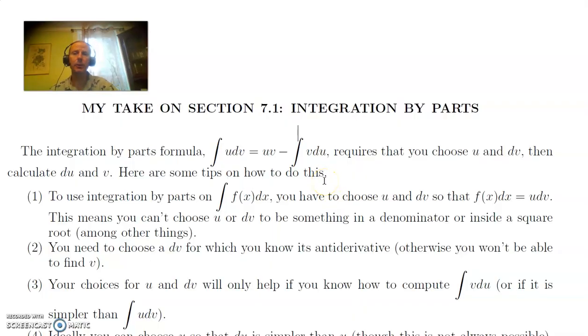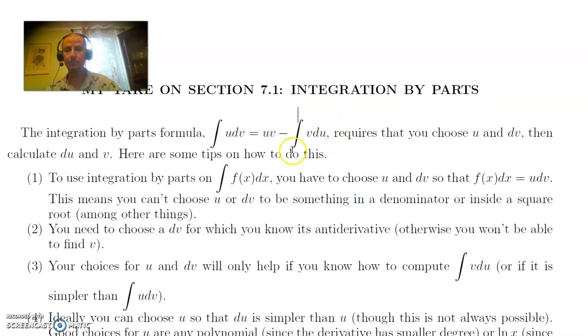Now, the integration by parts formula says that the integral of u dv is equal to uv minus the integral of v du. So this means when you're applying this to some integral, you have to make two choices. You have to choose u and you have to choose dv. So in this video, I'm going to be going over strategies on how to choose the right u and dv.